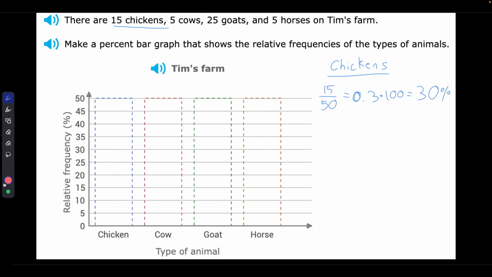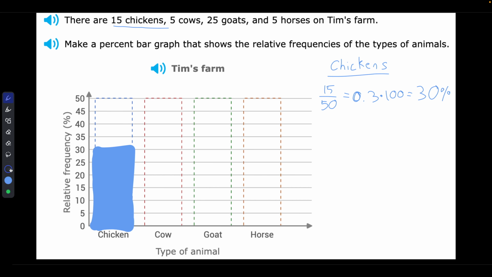Now let's keep the same color and put it on our percent bar graph. Chickens were 30%. So boom, boom, boom, boom. And then we'll just sort of shade it in here. All right, so there's our chickens.